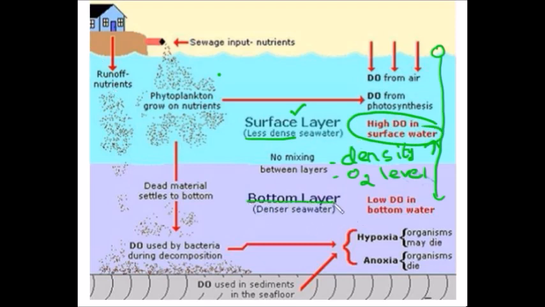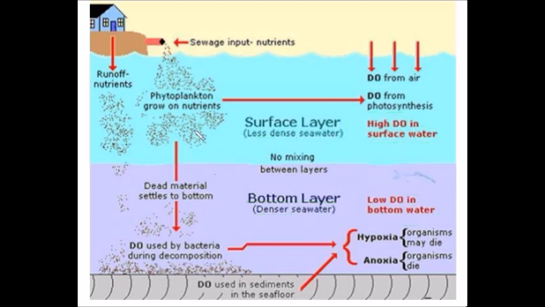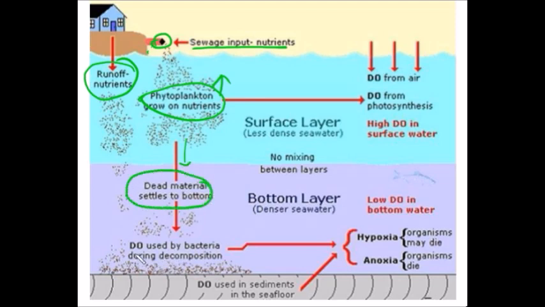When you go to the bottom layer, the density of the water is high and the dissolved oxygen level is low. You can see various organic waste coming to the water body via runoff, nutrients and other sources. Phytoplanktons grow because of the nutrients, and the dead matter reaches the bottom, and here dissolved oxygen is used by the bacteria to decompose the organic matter, so that leads to hypoxia or anoxia. As you already know, hypoxia means low oxygen level, anoxia means no oxygen at all.